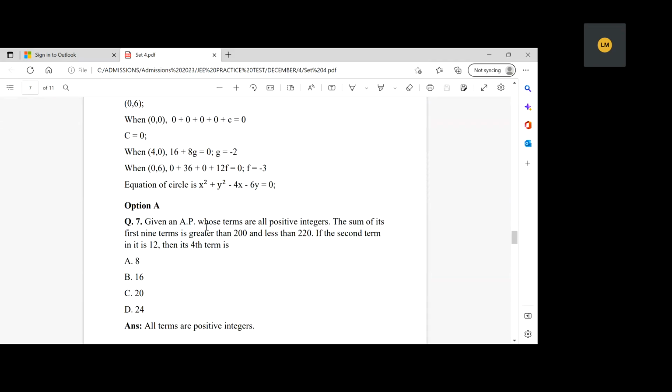Given an AP whose terms are all positive integers, the sum of first 9 terms, they have given a criteria. It's greater than 200 and less than 220, so the range is from 200 to 220. Second term is 12. And what's the fourth term?